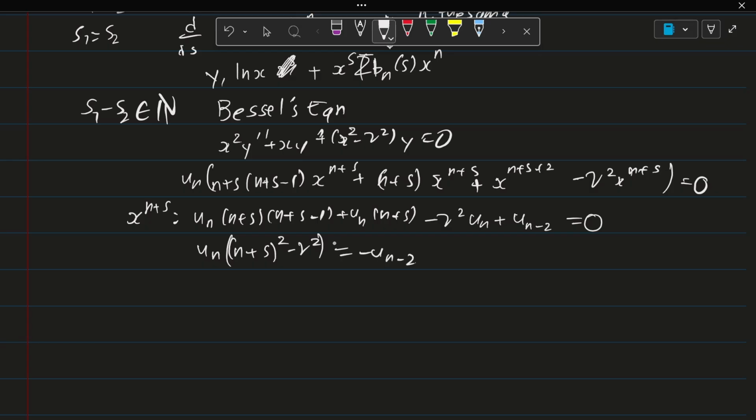Now, if n equals 0, this would be u_0, and so this thing must be 0, s squared minus v squared. So s is plus or minus v here.